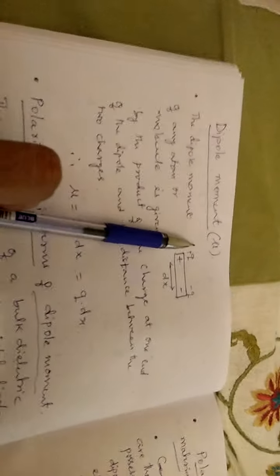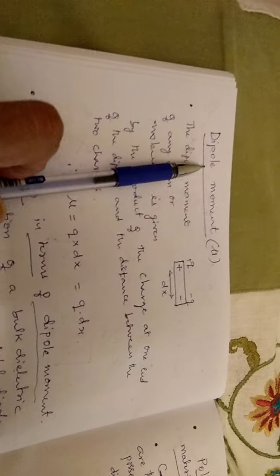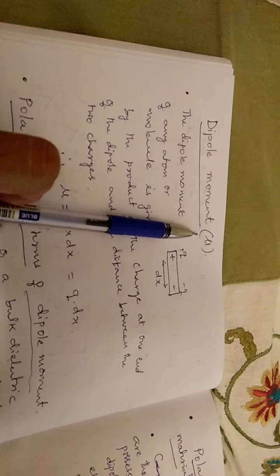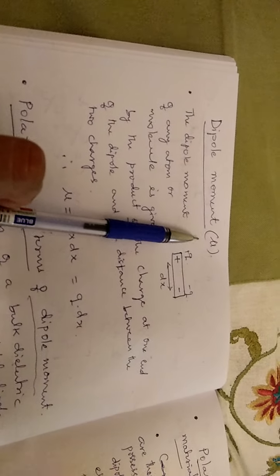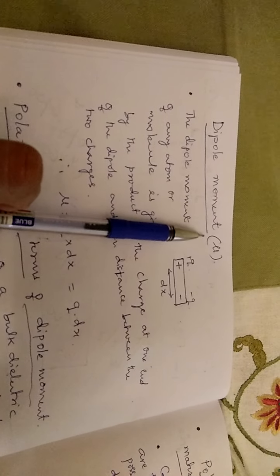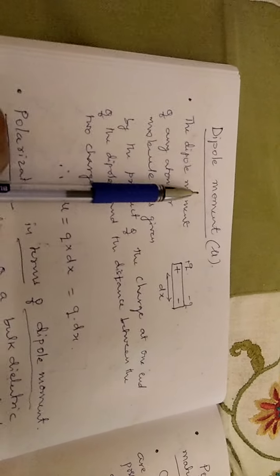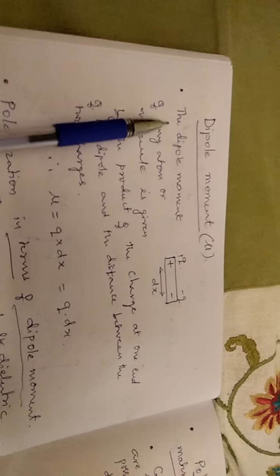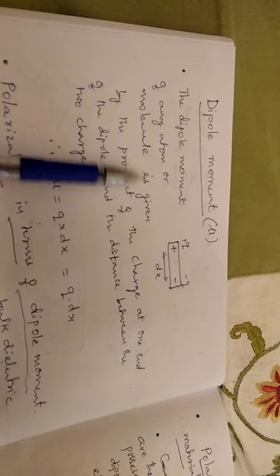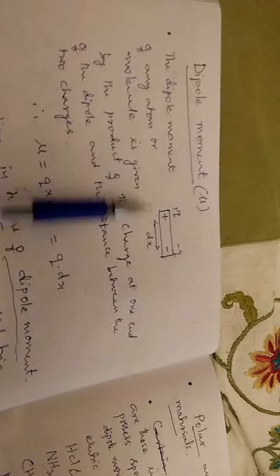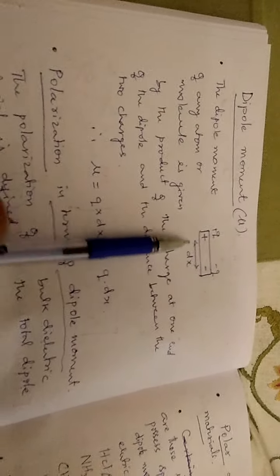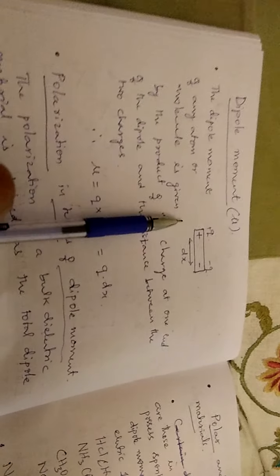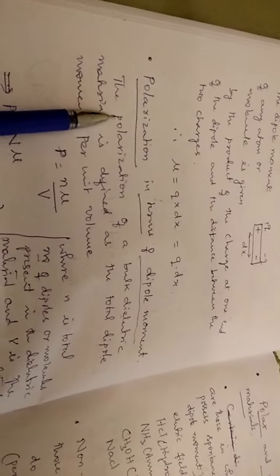Now what is dipole moment? Mu, I have already defined the dipole moment. It's a microscopic quantity, and when positive and negative charges are separated in a molecule or atom, we get a dipole moment in the presence of electric field. The dipole moment of any atom or molecule is given by the product of the charge at one end of the dipole and the distance between the two charges. If dx is the distance between the two charges, mu is equal to q into dx, so q dx.